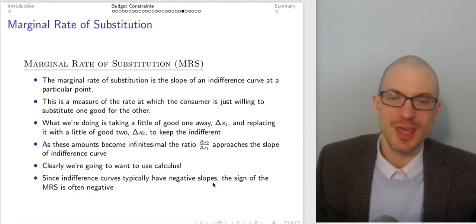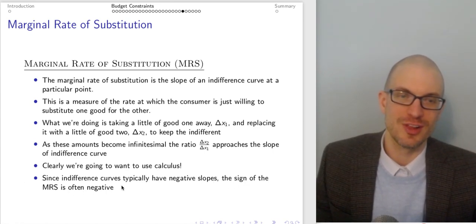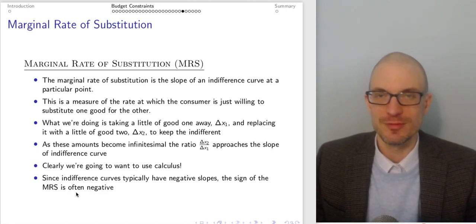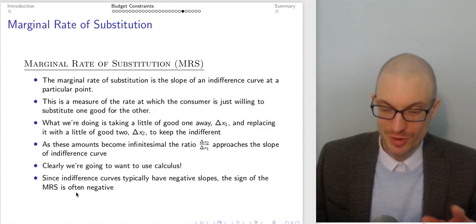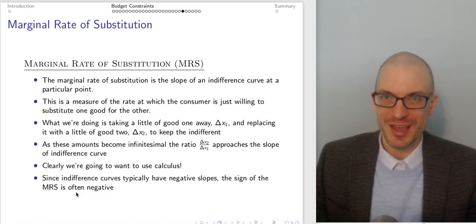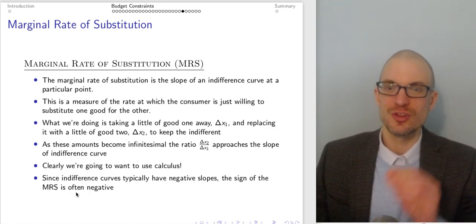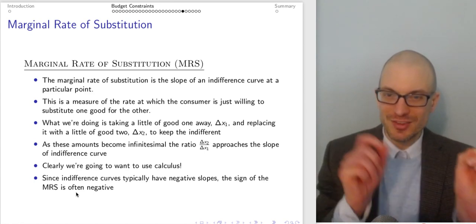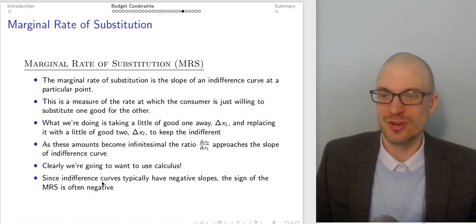Indifference curves typically have negative slopes. So the sign of the MRS is often negative. Just as we had with the price ratio, very often I'll report the price ratio in absolute value and the MRS in absolute value. Don't let that confuse you. The budget constraint has a negative slope. Indifference curves have a negative slope. We're going to ultimately be comparing the trade-off governed by the budget constraint to the trade-off governed by the indifference curve. Negative to negative cancels, and so we can, without loss of generality, just talk in terms of absolute value anyway.